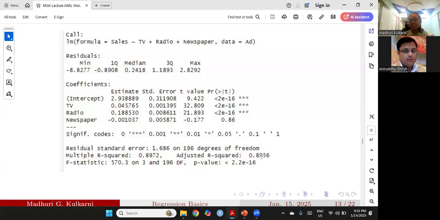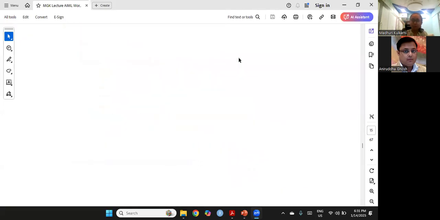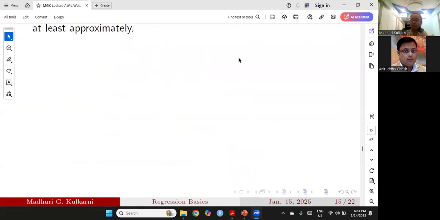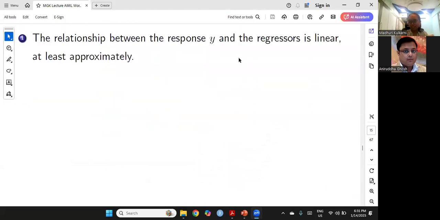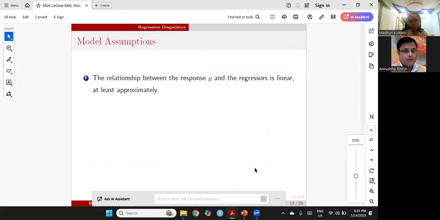Ma'am, we need to also check the assumptions. Then only we can finalize the model, right? Yes. I have the discussion regarding model assumptions here on the slides, but because people are from a commerce background also, I thought... yes, definitely the assumptions have to be verified. So these are there, I have got the slides.